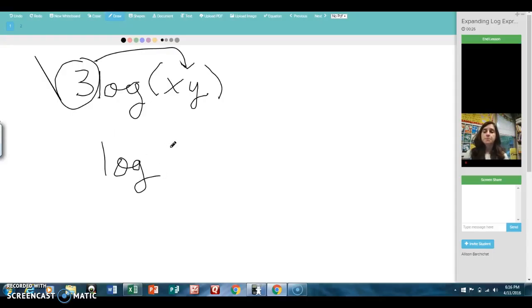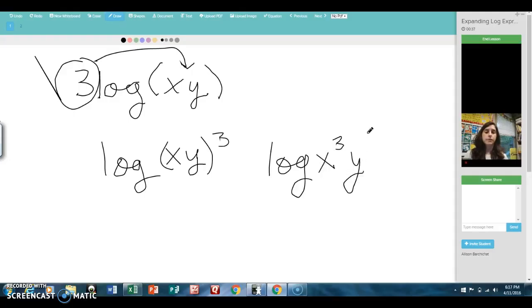The log of xy cubed, or the log of x cubed, y cubed, like that. The last thing I'm going to do here is break this up using my product rule or my sum rule, and it's going to look like this. The log of x cubed plus the log of y cubed.